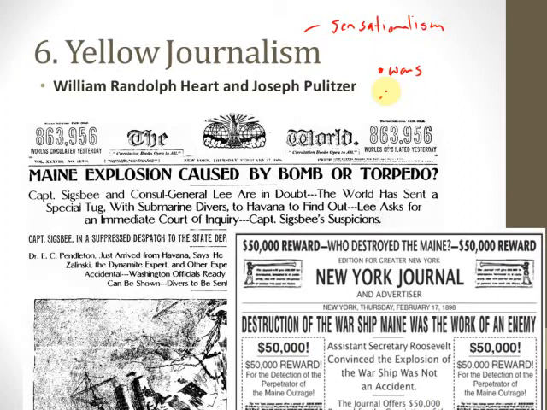And the other reason why they want America to expand west, or expand in general, was because they wanted to create interest in exotic locations.